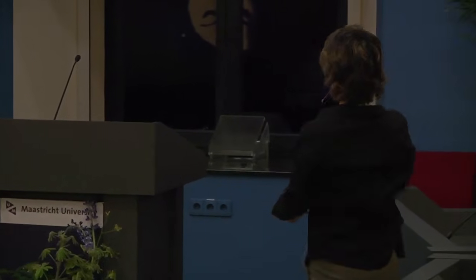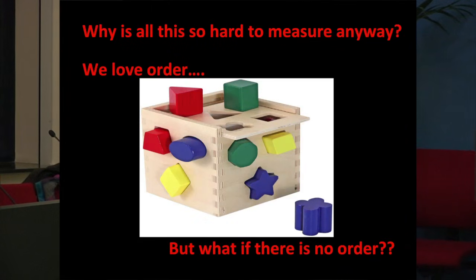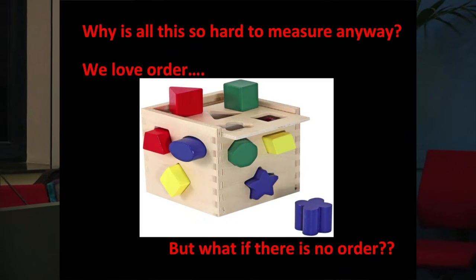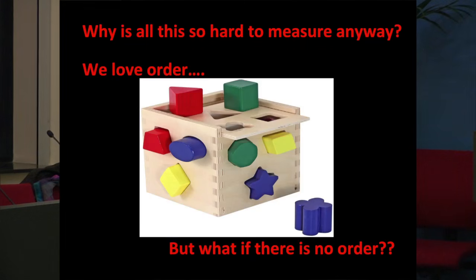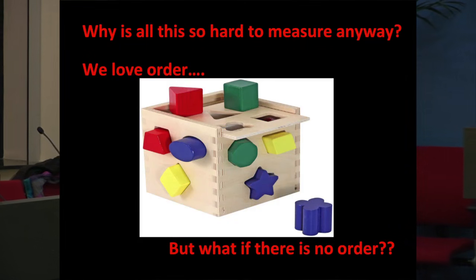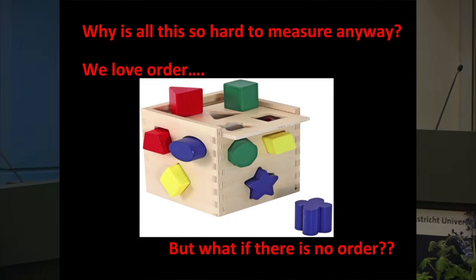Okay, ironically, I need to keep an eye on the time. So why is this all so hard to measure anyway? Well, I've already described the fact that we really like order and we want to be able to measure things and see that there's a common pattern. But there isn't always order in nature. It reminds me of those little boxes that kids have to put the shapes in the right holes. And in this case, they don't fit.